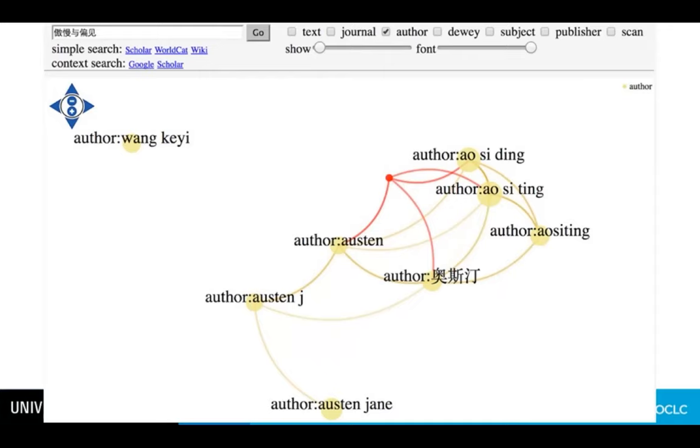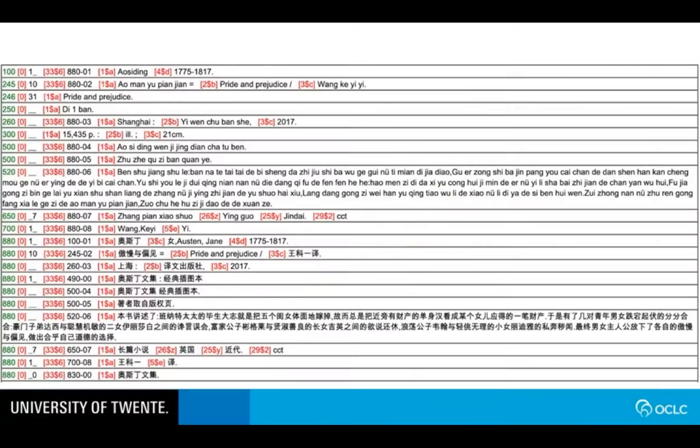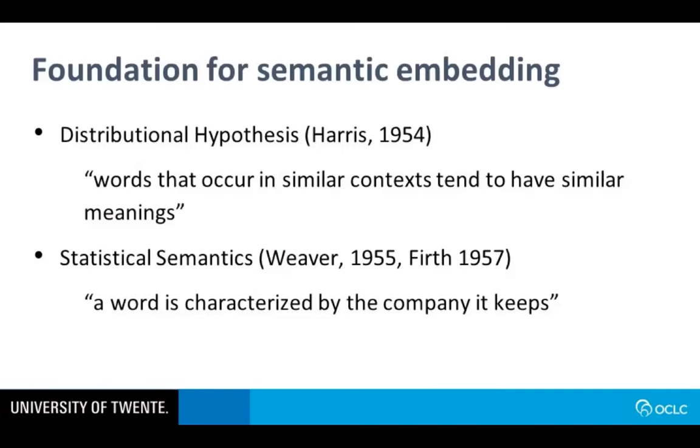The reason we can do this is because we have the bib records. The fact that these strings co-occur in the same bib record already tells us there is something between these strings. There might be a relationship between them, but we don't really know. Of course, one bib record is not enough, but that's not a problem for us because we have hundreds of millions of records. We can leverage all these statistics collected from the large corpus. And that will be a powerful tool to help us to find the relationship between things we want to know. That basically is really the foundation for semantic embedding.